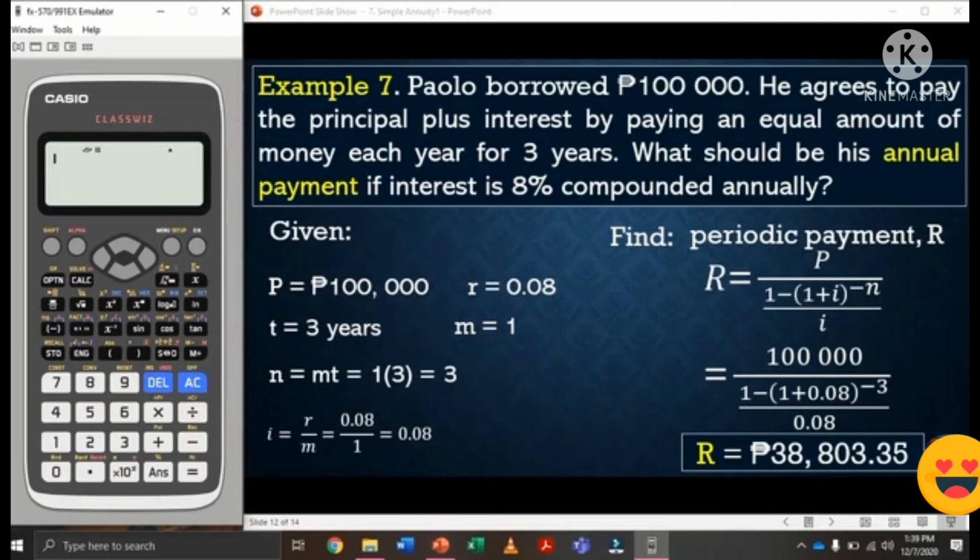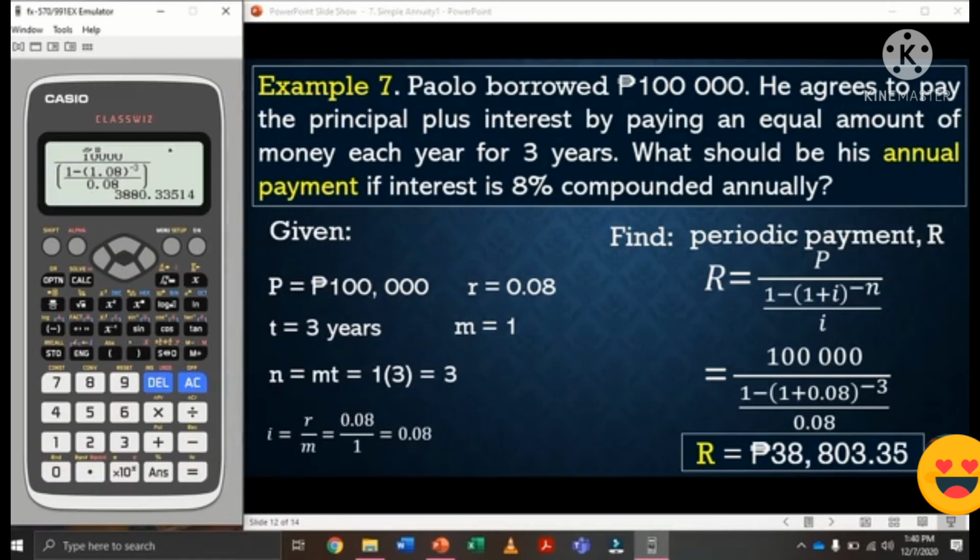So using your calculator, ito class, maguguluhan si calculator dito, kasi may another fraction ka dyan. So, paano gagawin? Ito muna class. Type mo muna 100,000. And then, sa baba, lagyan mo muna ng open and close parenthesis. And then balik ka. And then, fraction ulit. Okay? Yun ang gawin nyo, class. Then 1 minus 1.08, tapos close. Then, pang exponent natin, negative 3 over 0.08.